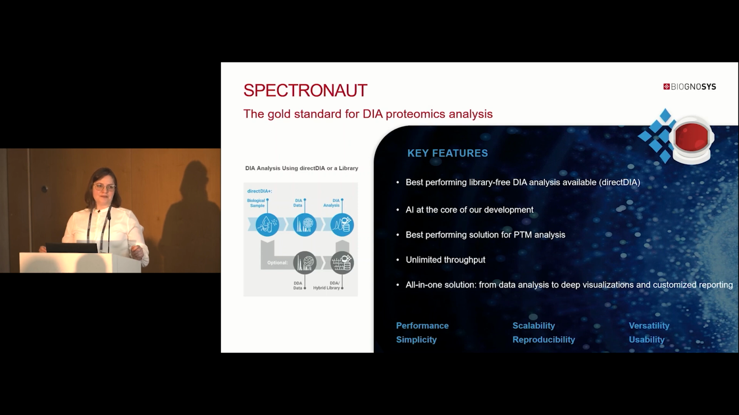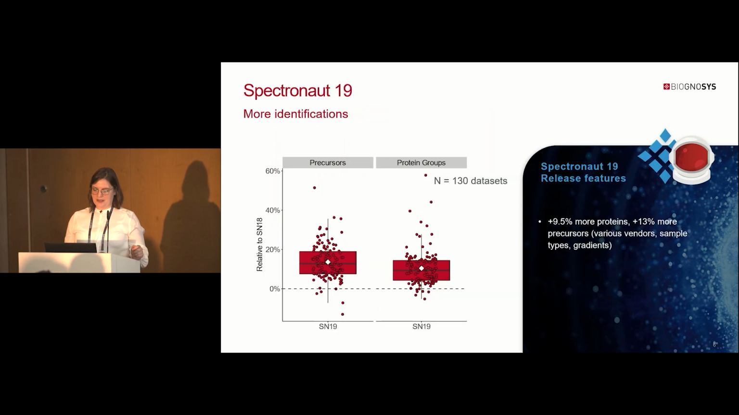Also, Spectronaut offers unlimited throughput, and this is specifically with high-performance computing environments, including cloud environments as well. And finally, it is an all-in-one solution, allowing you to analyze data from the raw files through visualizations, post-analysis, and allowing extensive reporting. I would like to also share a few highlights from our ASMS launch of Spectronaut, Spectronaut 19.